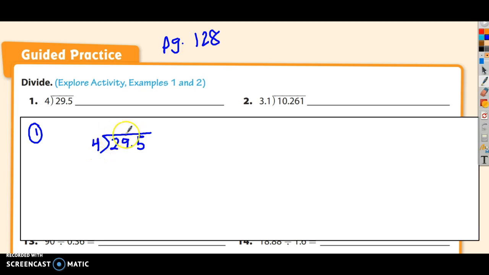4 does not go into 2, but it does go into 29 7 times. 7 times 4 is 28. And 9 minus 8 is 1. Bring down this 5. 4 goes into 15 3 times. 3 times 4 is 12. And I subtract and I get a 3 here. I'm going to annex a 0. 4 goes into 30 8 times. Nope, 7 times. 7 times 4 is 28.